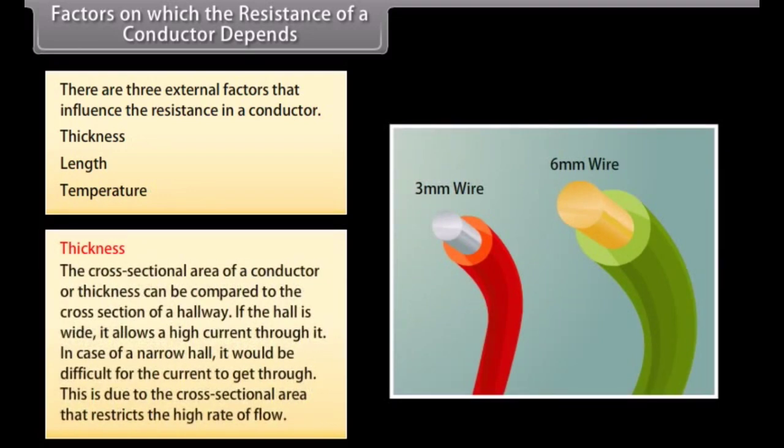Thickness. The cross-section area of a conductor or thickness can be compared to the cross-section of a hallway. If the hall is wide, it allows a high current through it. In case of a narrow hall, it would be difficult for the current to get through. This is due to the cross-sectional area that restricts the high rate of flow.